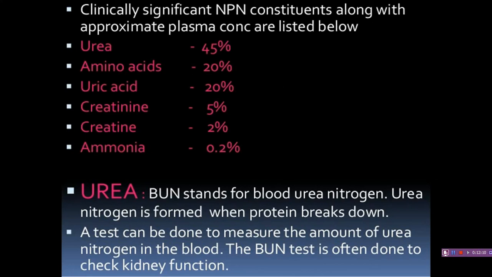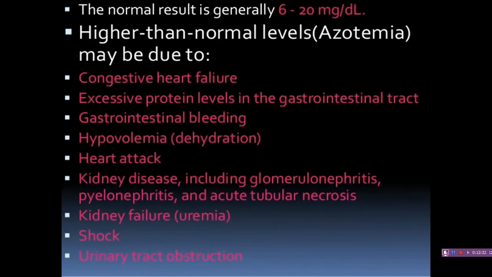Urea. BUN stands for blood urea nitrogen. Urea nitrogen is formed when protein breaks down. A test can be done to measure the amount of urea nitrogen in the blood. The blood test is often done to check kidney function. Normal result is generally 6 to 20 mg per dl.